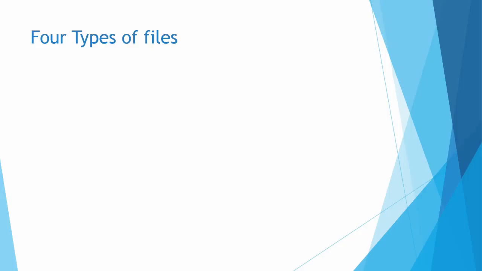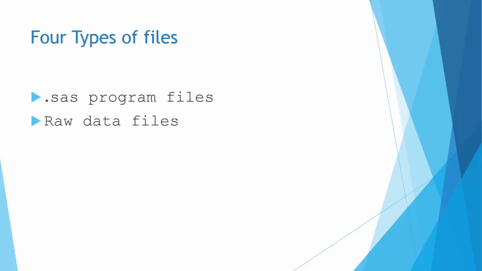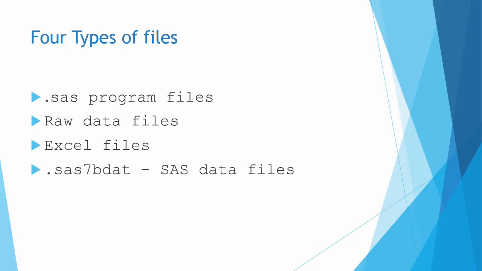Now I want to go over 4 different types of files. There are more different types of files you may eventually end up using, but the 4 I want to go over today are the .SAS file, which is a program file, raw data files, Excel files, and SAS data files.